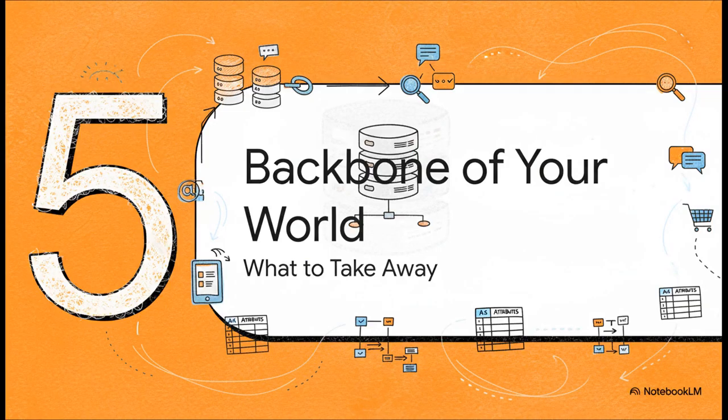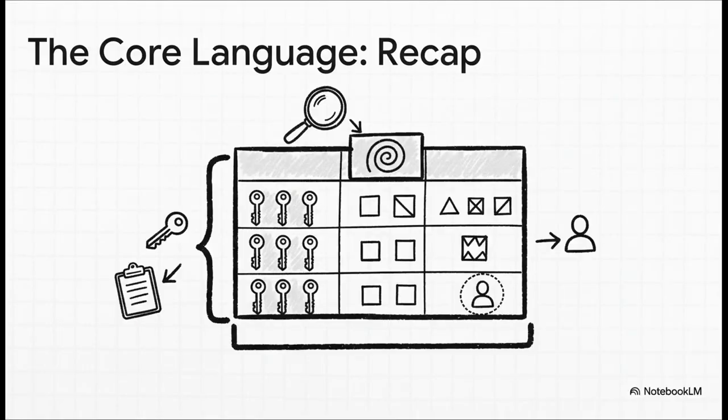Okay, let's bring this all home. We've gone over the language, we've seen the applications, and we've talked about the risks. So what's the big picture? What's the main thing you should really remember from all this? First, let's just lock in that core language one more time. Remember, every system is just organizing things, those are the entities, by their details, which are the attributes. Each complete row of details is a record, and that primary key is the unique ID that keeps the whole thing from becoming a total mess. That's the grammar of data.